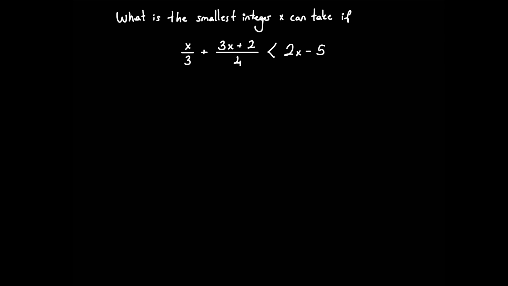Let's continue with the inequalities. So what is the smallest integer x can take if this inequality holds? x over 3 plus (3x plus 2) over 4 is lower than 2x minus 5.